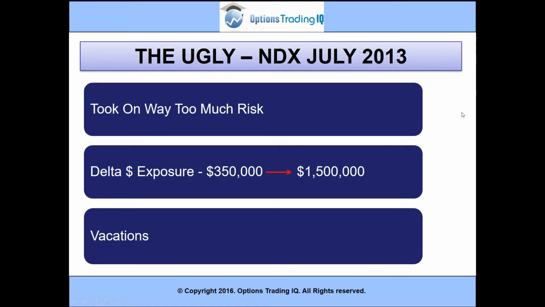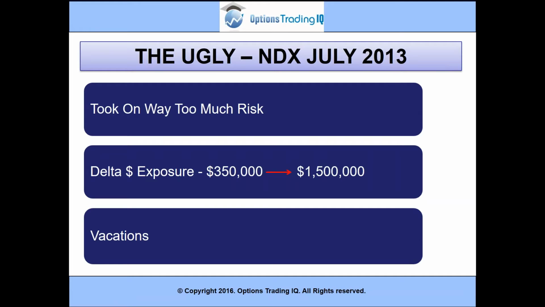So the ugly. This was my worst trade. This was the one I mentioned earlier where I was down about 8% for the month. This was on the NASDAQ in July 2013. I took on way too much risk. I had a delta dollar exposure going into this particular day of $350,000, which I'm going to talk a lot about in the later slides. Basically, this was how much risk I had in the trade on a dollar basis, which was just too high at the time.